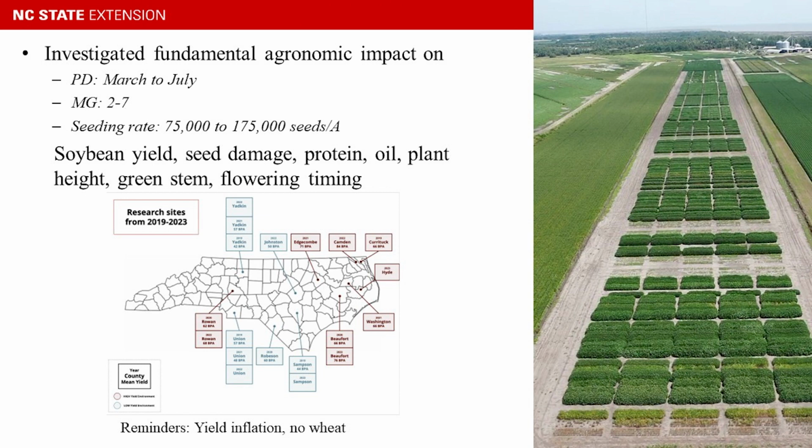Generally, you'll hear me talk about yield and sometimes seed quality, but just so y'all know, we also have data about how all these production practices impact protein, oil, plant height, green stem, flower timing, and other things that are important at current, or like protein and oil will become increasingly important in the future. And so we've done all this research across the state now at 20 sites. So we've got a lot of data, thousands and thousands of data points to make these core agronomic recommendations.